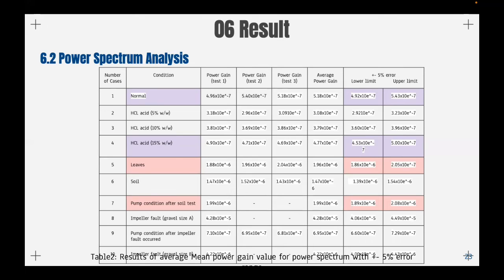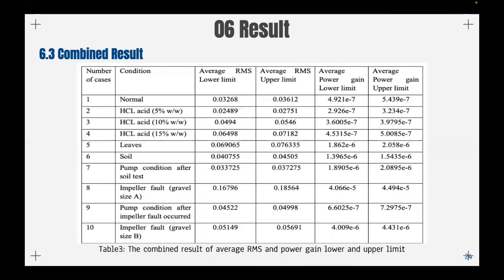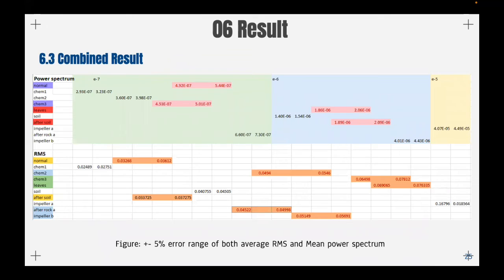After finishing the feature extraction, next is to combine the results to fully eliminate the overlapping values of each case. Table 3 shows the combined result of average RMS and power gain lower and upper limits, which will be used to observe the overlapping values in the next slide. The figures show the interval of plus or minus 5% error, for both average RMS and mean power spectrum.